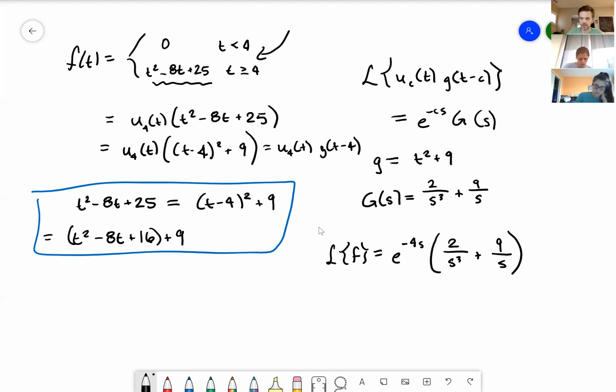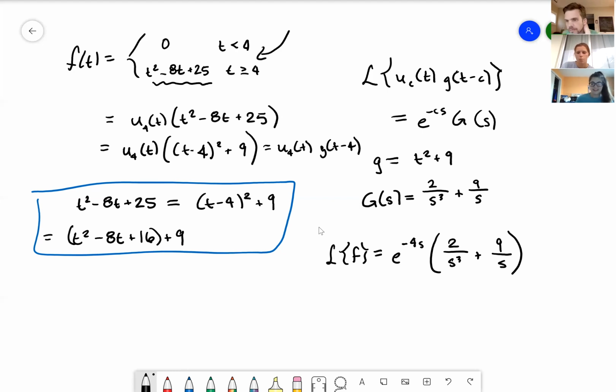Okay, I'm going to try that out and see if it works. If it doesn't work, I won't put this recording on the internet. It'll just be for you. It's exponential minus 4s, 2 over s cubed plus 9 over s. Submit answers. Correct. Okay. Now I feel more confident. Do you want to just continue?